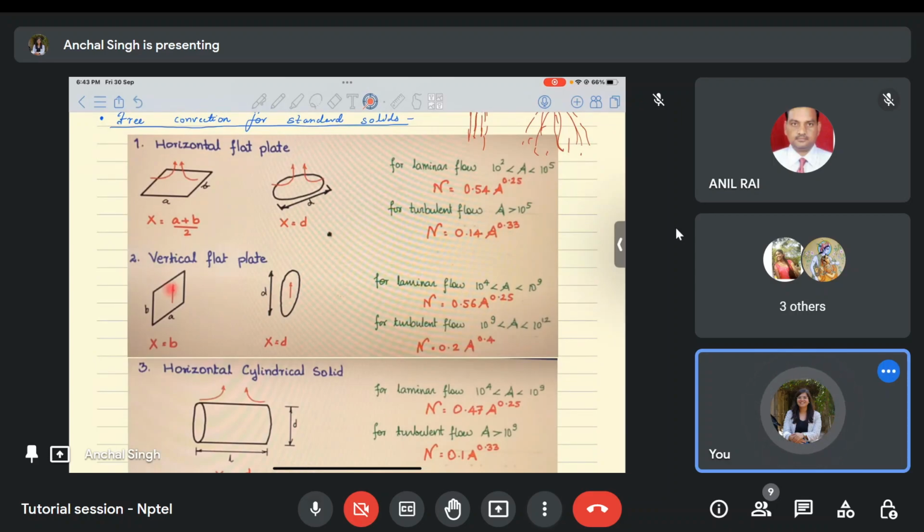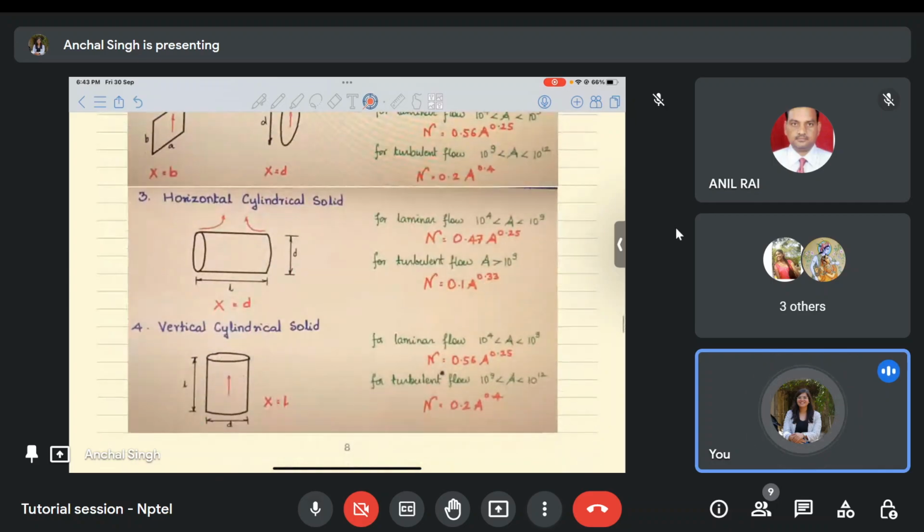So when the flow is happening vertically, you need to see the direction in which it is happening, and then you take the parameter along that direction. So here again, if vertical we are considering, then it will be along the diameter. Similarly, for a horizontal cylindrical solid, heat flow will be like this. Therefore, D is the characteristic dimension. Similarly, for vertical, heat flow will be like this, so it will be along the length L.